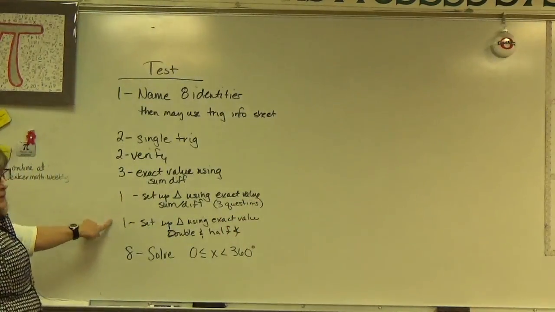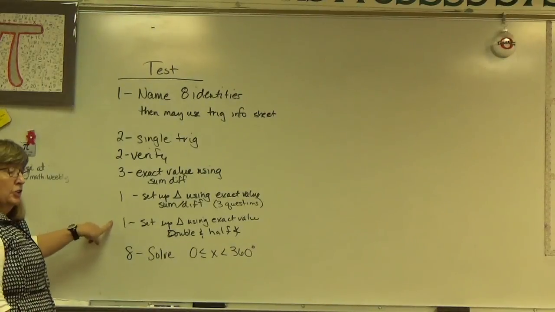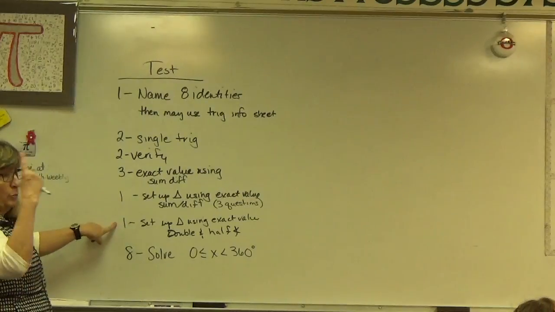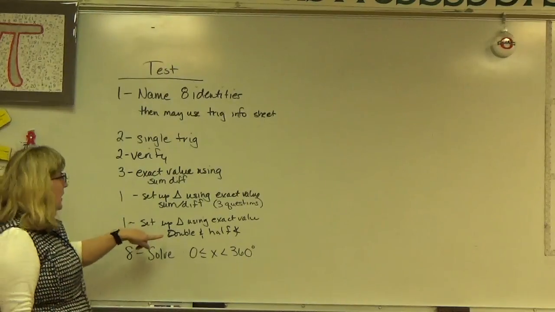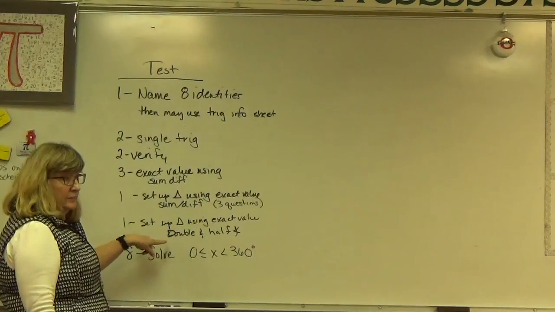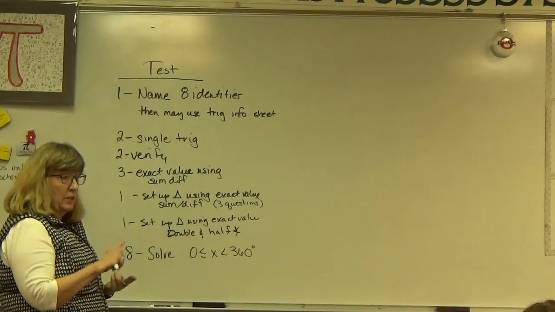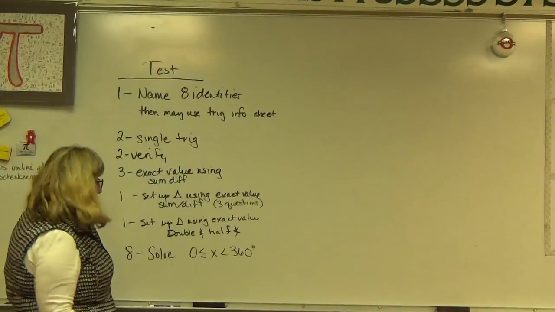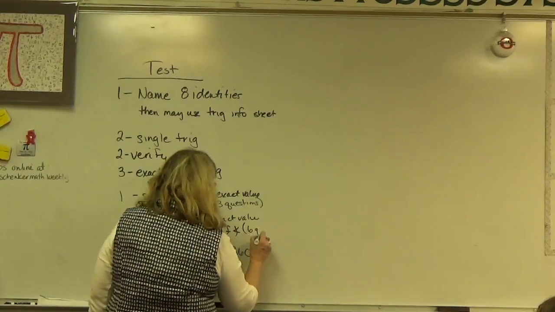And this one, another one, you're going to set up triangles. Well, this one you're setting up 2 triangles. This one you're setting up 1 triangle only, and you're going to answer 6 questions. Double angles. So there's going to be a sine, a cosine, and a tangent of double angle, and then there's going to be sine and cosine and tangent of half angle. So this is going to have 6 questions.